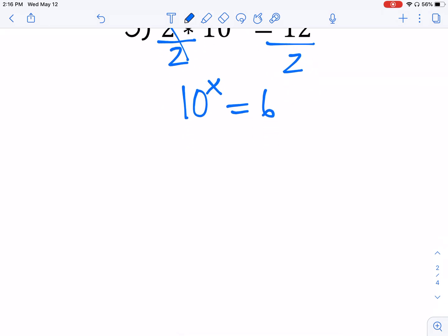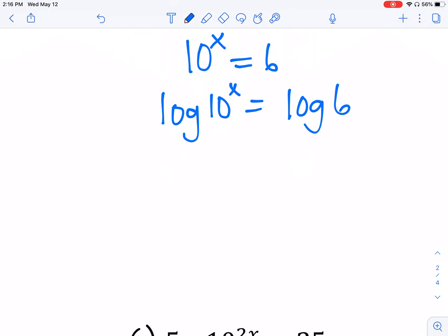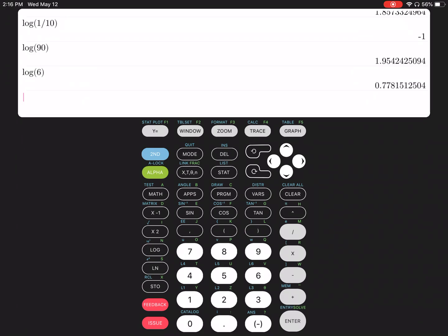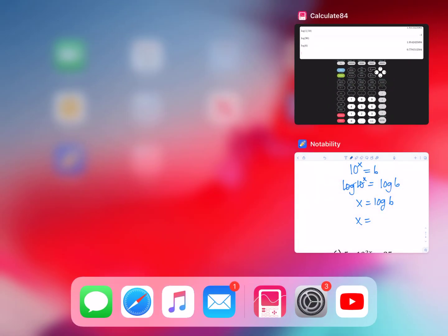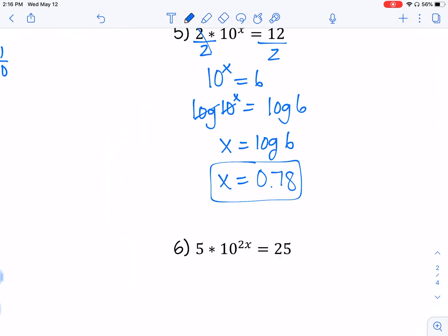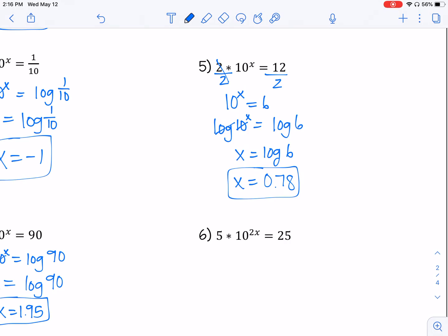So 10 to what power is 6? Well, I don't know. I'm going to take the log. I'm going to get that 10 out of there, so we're looking at just the exponent. Okay, so those go away. x equaling log 6. To our calculators, log of 6 is 0.78. 10 to the 0.78 power gets us 6.